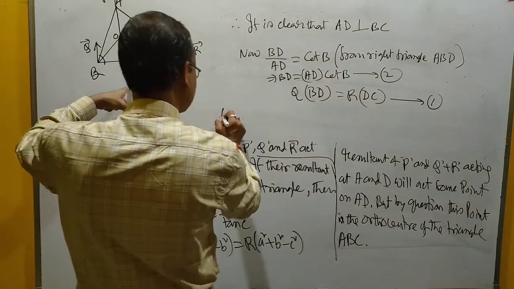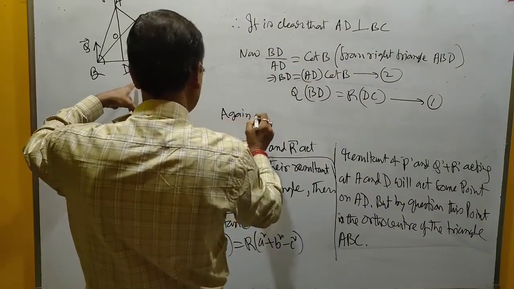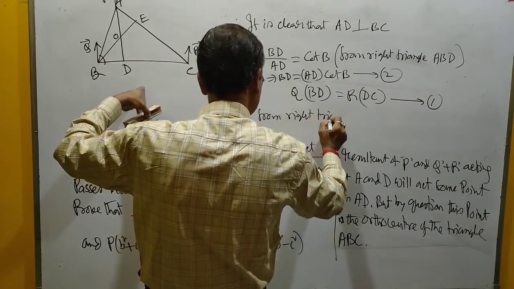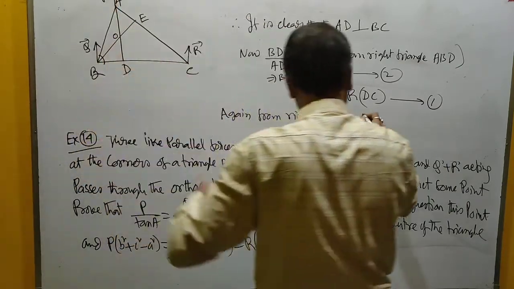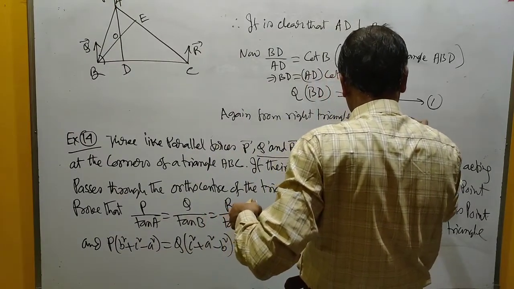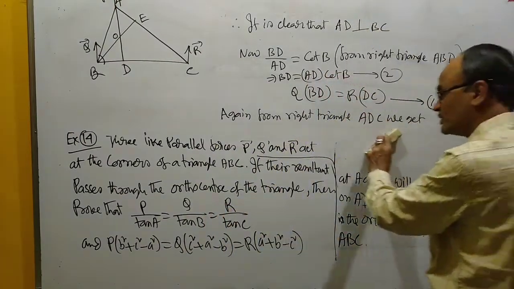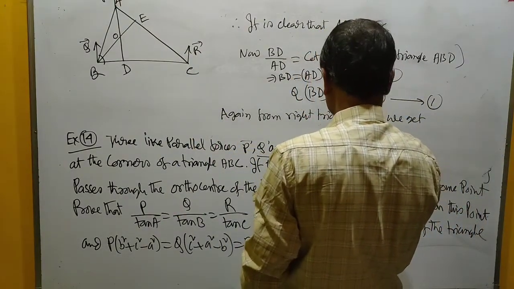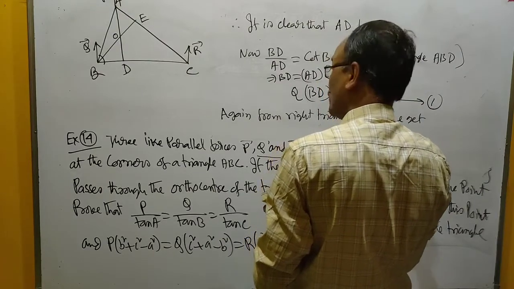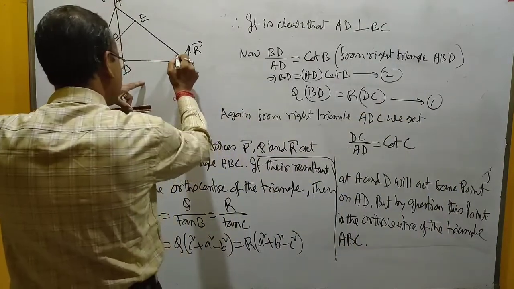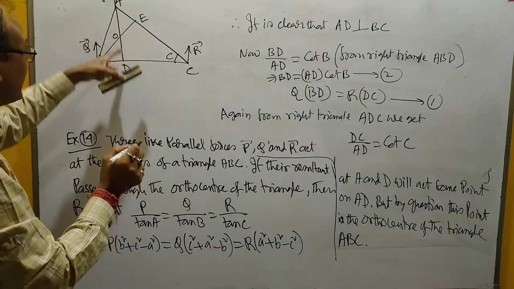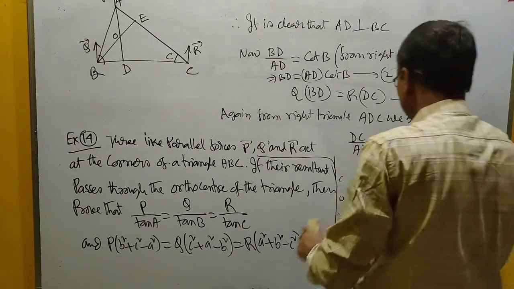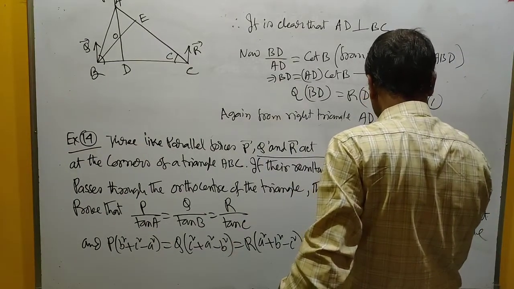Now, again from right triangle ADC we get DC by AD equal to cot C. This is angle C. This means DC equals AD cot C. Suppose this is number 3.